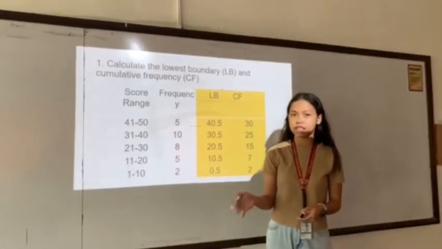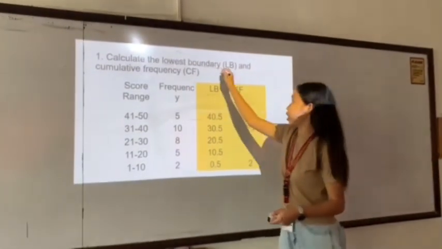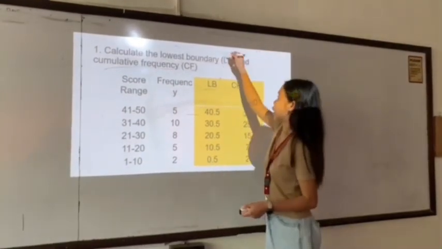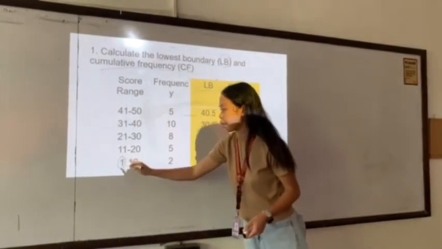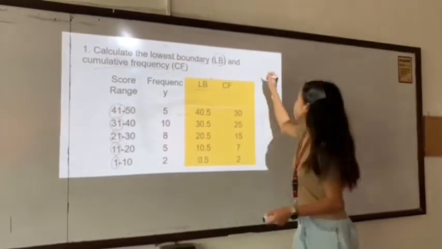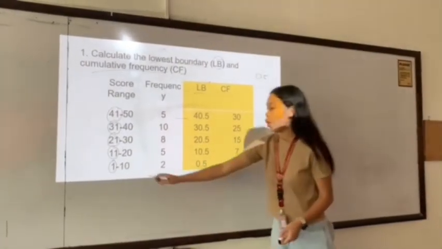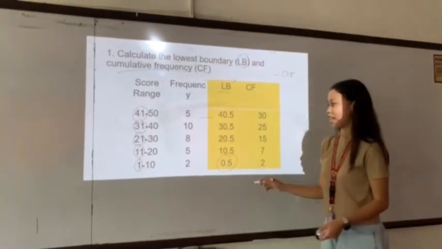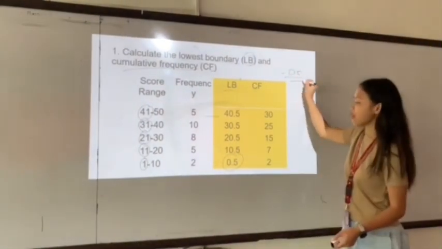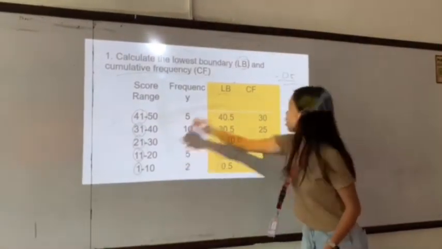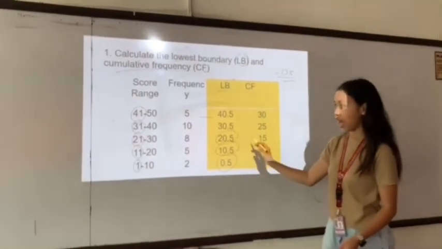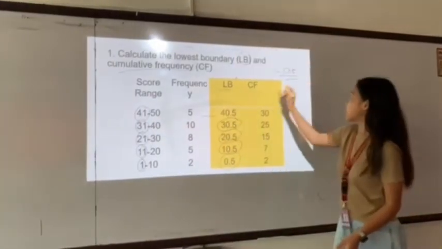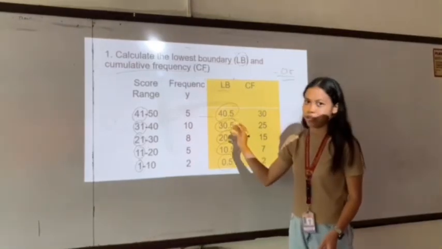Now, the first step is to calculate the lower boundary, the LB, and the cumulative frequency, or the CF. So how to get it? First is the LB. You deduct 0.5 from the first number of each class. For example, 1 minus 0.5 is 0.5. Next is 11 minus 0.5 is 10.5, 21 minus 0.5 is 20.5, 31 minus 0.5 is 30.5, and 41 minus 0.5 is 40.5. I hope you can get that.